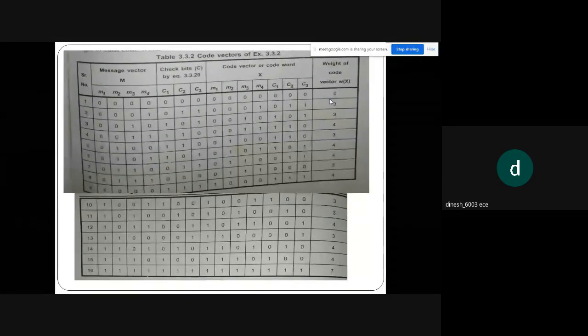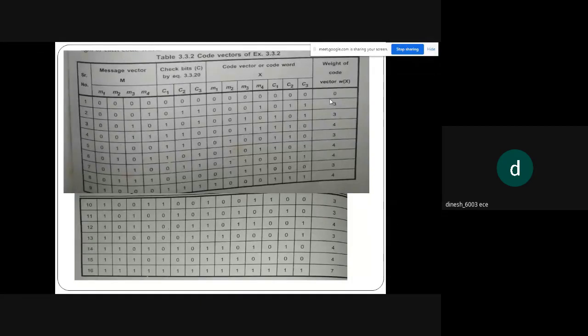Since we are dealing with binaries, we have only two representations, zeros and ones. So just count, for an easier method, the number of ones present.